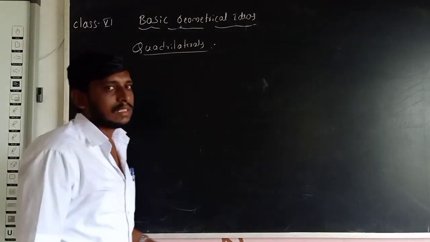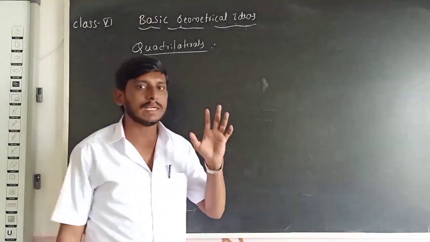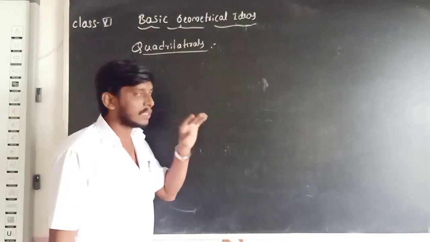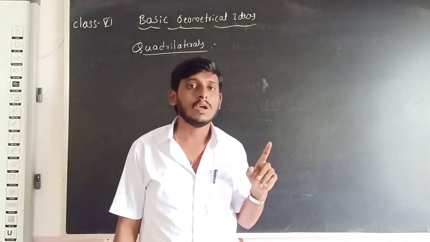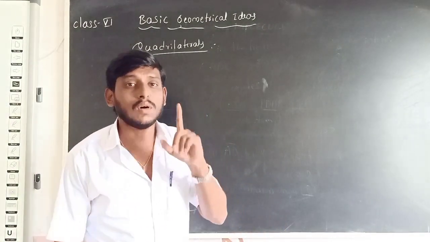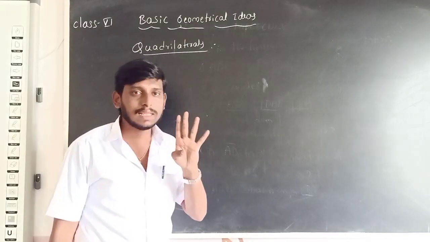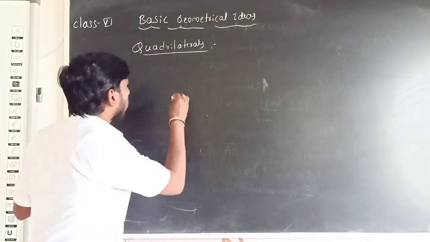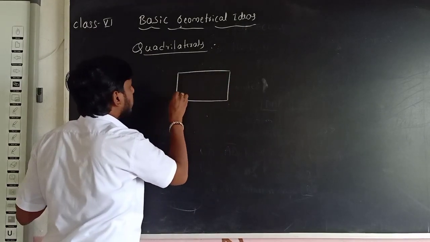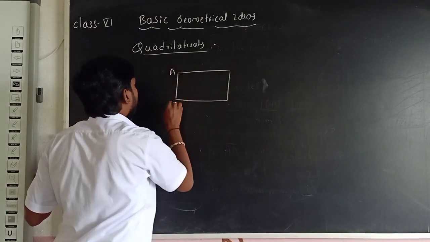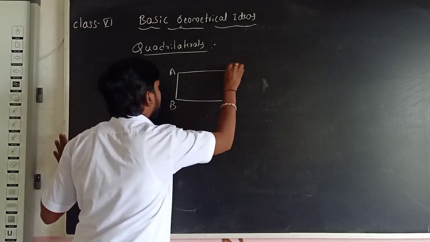Okay, dear students, recently we completed triangles. After triangles, we will go for quadrilaterals. It is also one type of polygon. So what do you mean by quadrilateral? A polygon containing 4 line segments, ABCD, is said to be a quadrilateral.